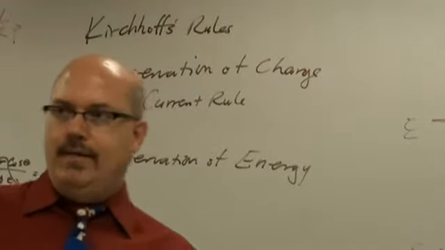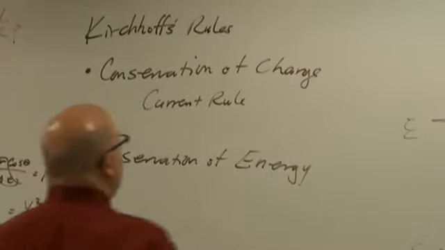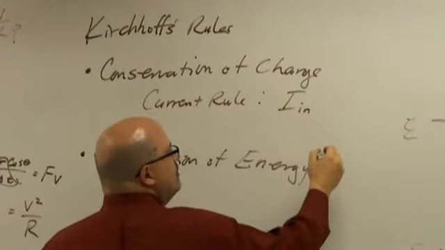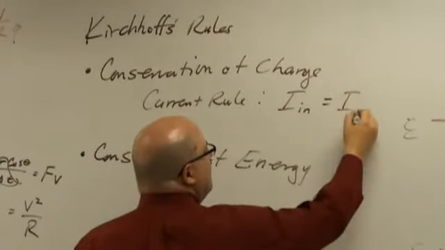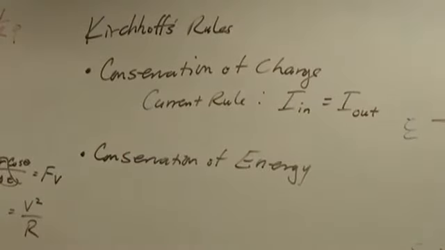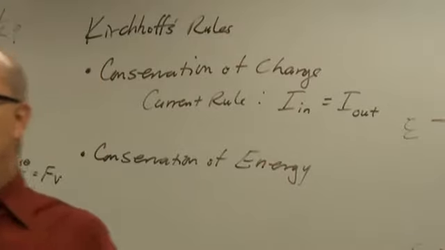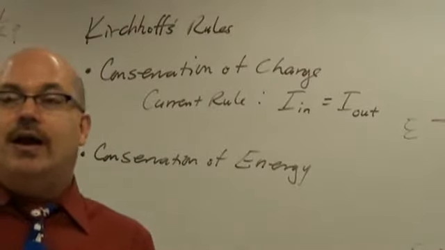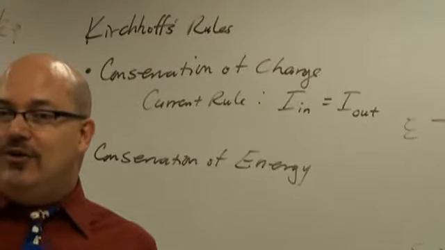Okay? The current rule simply says that the current into a junction equals the current that comes out of a junction. The current that goes in must be equal to the current that goes out, because otherwise you would be destroying charge somewhere, and that violates a basic law of physics, that charge cannot be created or destroyed.